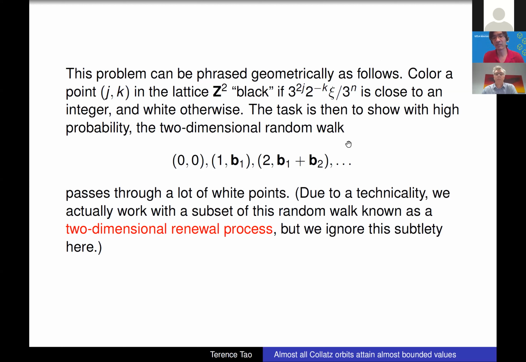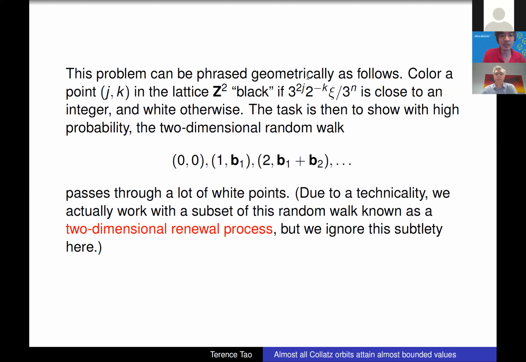I'm cheating a lot here, but I'm out of time anyway. This isn't quite the random walk you pick. There's a subset of this walk called a renewal process that you actually pick. But what makes this problem tractable is that these black points are actually somewhat computable.